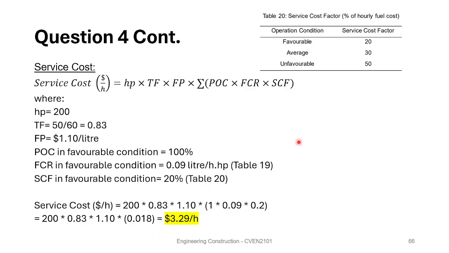Going from fuel consumption rate to service cost, the main difference is that you use the same equation, but you have this service cost factor, and it comes from table 20. It's very simple, so it's the same for all equipment. For favorable, it's 20%, 30%, 50%, and so on. Once you calculate it, you get the service cost in dollars per hour.